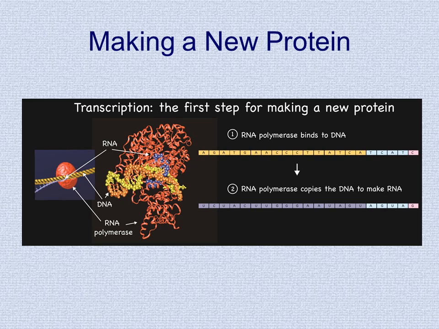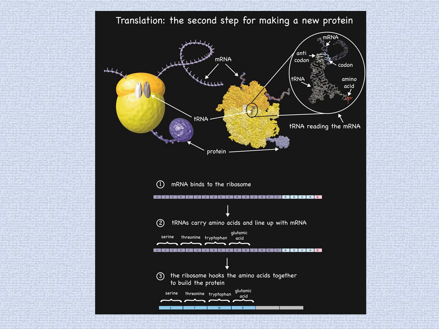Now, when we make a new protein, transcription is the first step. An RNA polymerase binds to DNA and copies the DNA. So the RNA polymerase makes an RNA molecule according to the pattern of the DNA so that the right protein can be made. Then translation takes place. The messenger RNA attaches to the ribosome, which is a very large molecule. The transfer RNAs bring in the amino acids and line up with the RNA. Each anticodon in a transfer RNA matches a codon in the RNA so that the transfer RNA can get into the right place. And then the ribosome connects the amino acids by forming the amide linkages to build the protein.